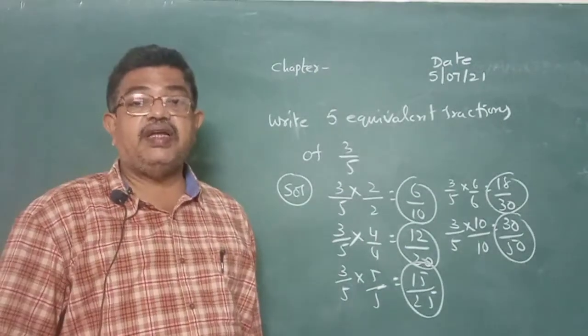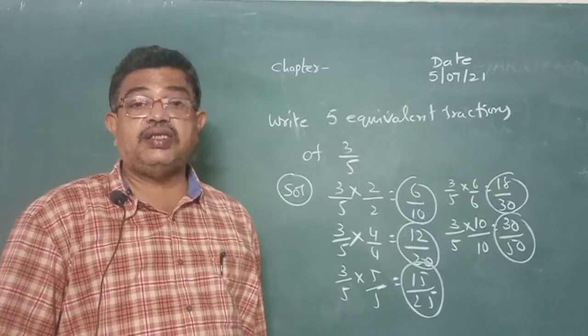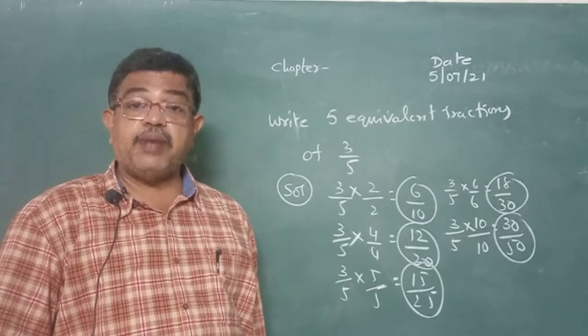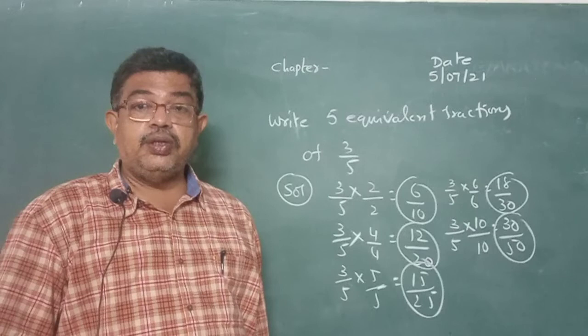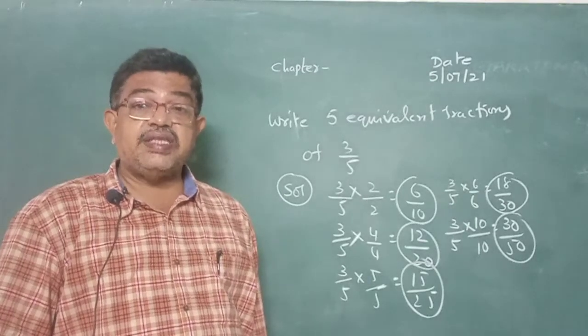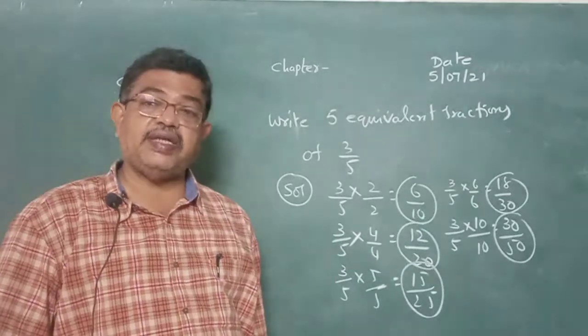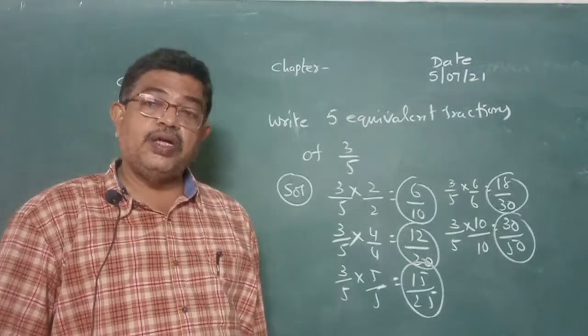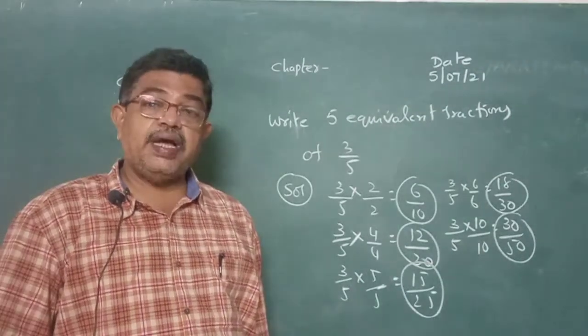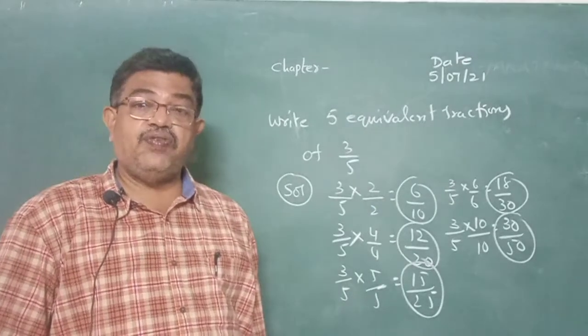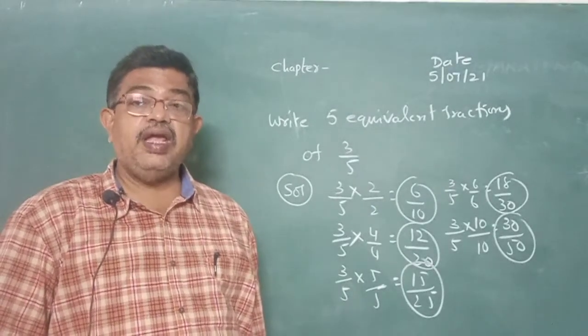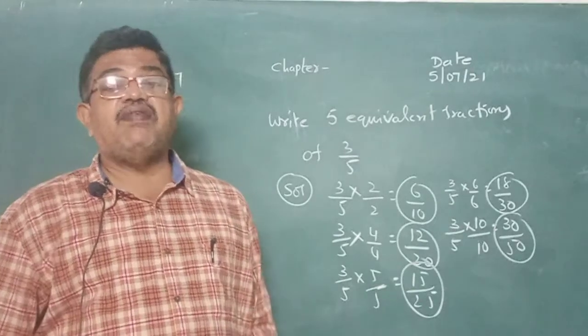So, what is the fraction given? 3 by 5. How do you get its equivalent fraction? By multiplying both numerator and denominator by the same number. So, to get the equivalent fraction of the given fraction, you have to multiply the numerator and denominator by the same number. The new fractions obtained are called equivalent fractions of the given fraction.